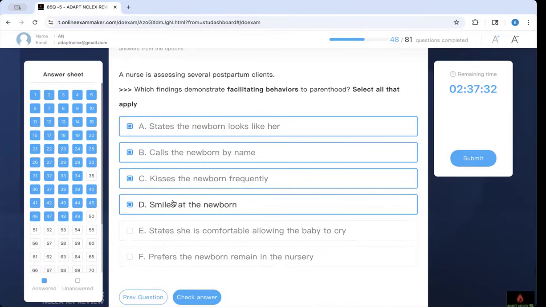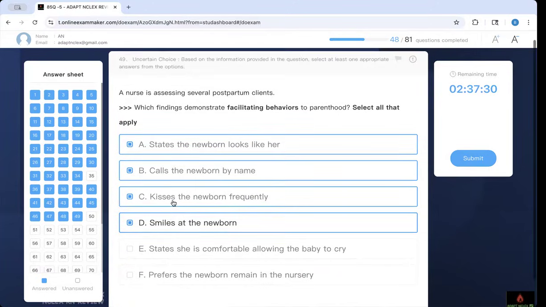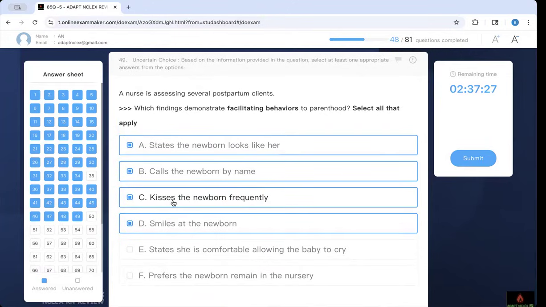It's okay, right? What do you think? It's a tricky one. It's okay for the baby to cry. No, she's not basically adapting that well. Baby, you can cry. I don't care. No, they need to show some love. Prefer the newborn to remain in the nursery. Keep the baby there. I don't like it. This two, I don't like it. 1 and 4, 1 to 4, and the best one, indicating the facilitating behavior.